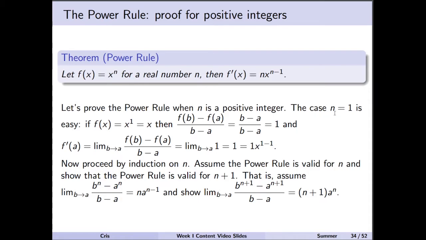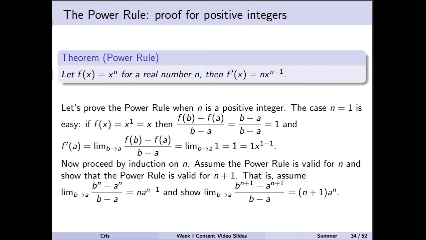We'll start with a case with n equals 1. That means the function is a very simple function. F of x is x to the 1, which is just x. So f of b minus f of a is just b minus a, and this difference quotient is always 1. When we take the limit of 1, we get 1. So the derivative of x is 1. That's the base case. Now we're going to proceed by induction on n.